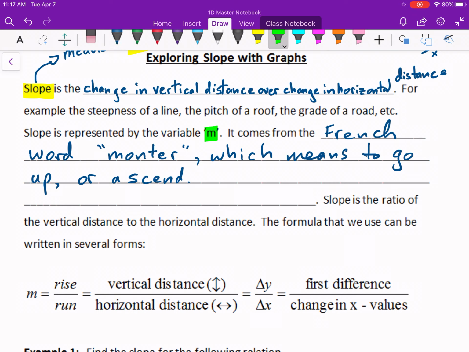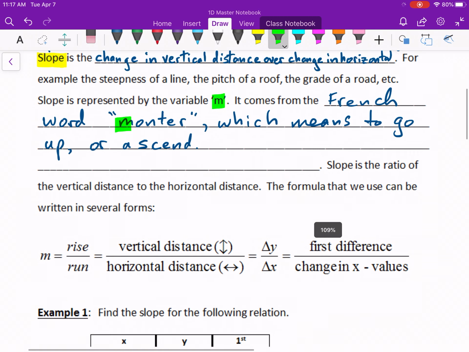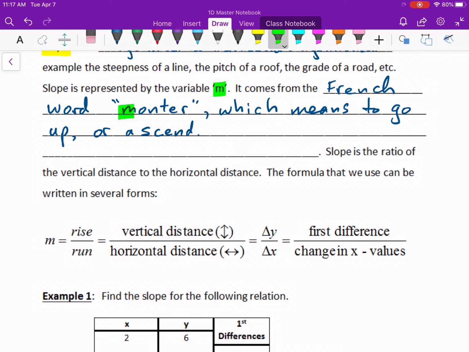So, M for monter, the first letter of monter. Whenever we talk about slope in an equation, we'll use the variable m to represent it. Slope is the ratio of the vertical distance to the horizontal distance. The formula that we use can be written in several forms.